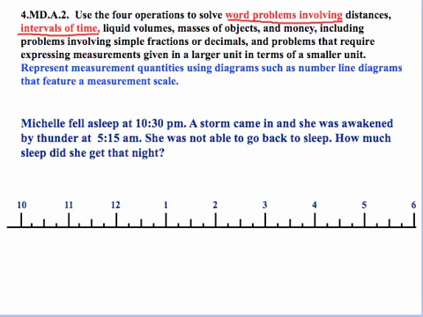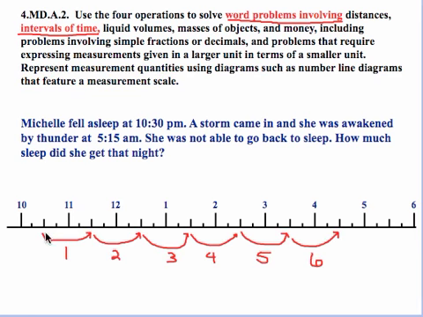Here again we can address the last part of the standard. Again, that talks about representing measurement quantities using diagrams such as a number line diagram that features a measurement scale. So we're taking this timeline and we're starting off with a 10 to represent 10 p.m., 10 at night. And we did it enough to where we go all the way to 6 in the morning. So if we count off, we're going to start at 10:30. If we go in 1 hour increments, 10:30, 11:30, 12:30, 1:30, and so forth. We go all the way up to 4:30, but if we go another hour, we'll be at 5:30, which is too far because we need to stop at 5:15.